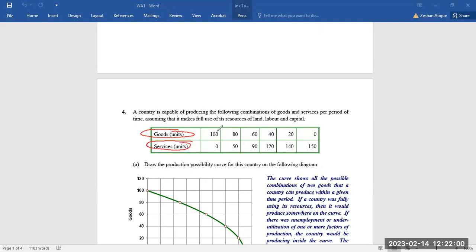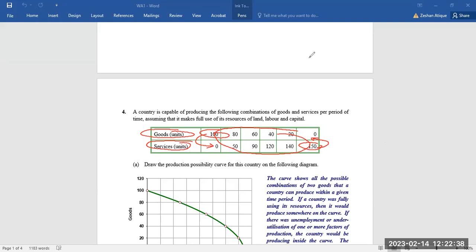So for example, if it uses all of its resources to produce goods, it just produces 100 units of goods. Similarly, if it allocates all of its resources for the production of services, the maximum services it can produce is 150. When you have maximum goods production, your services production is 0. And when you have maximum services production, your goods production is 0. All right. But countries basically go for combinations, they neither go for the extreme production of one good or the other. So you have to draw a curve here.